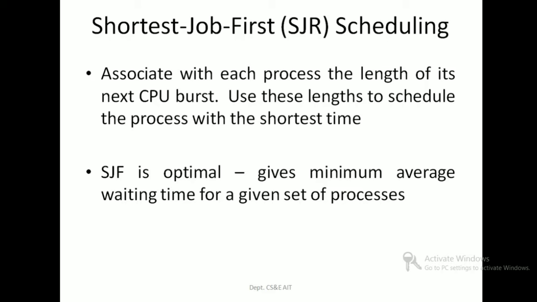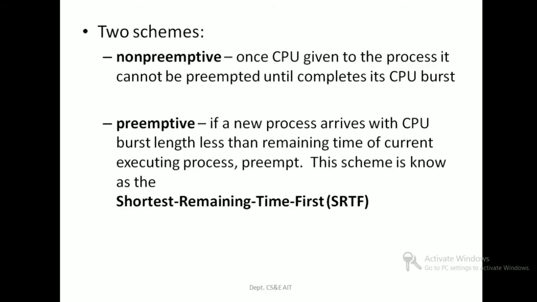Now in this again we have both versions. We have the non-preemptive version and the preemptive version. So what happens in the non-preemptive version and what happens in the preemptive version? In the non-preemptive version, we see all the processes, we sort all the processes by the burst time. Whichever process has the shortest burst time, we execute in the order from small to large.